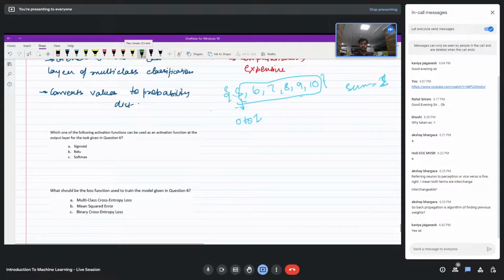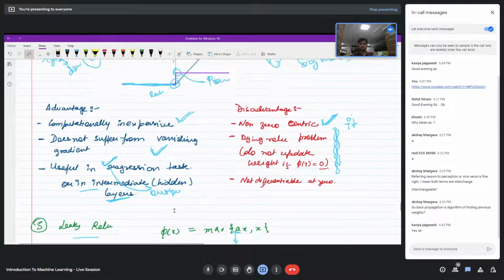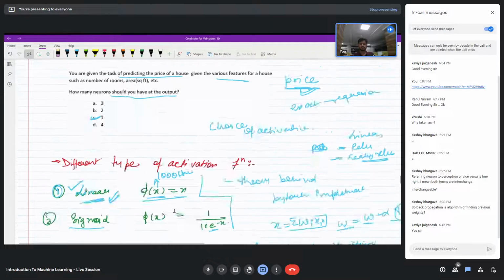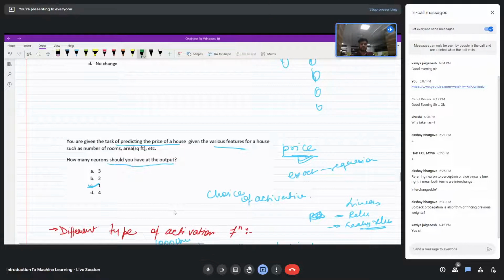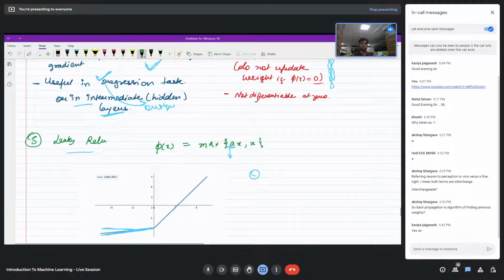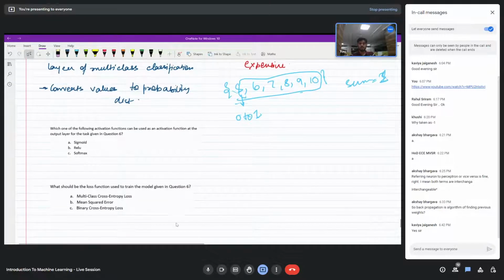Okay, so I'll cover these two questions. Question 6 is the housing prediction problem that we had. You have some features related to some house given, and you have to predict the house price. This is your question 6. Now these two questions over here are related to this only. Which of the following activation functions should be used in the output layer of question 6?